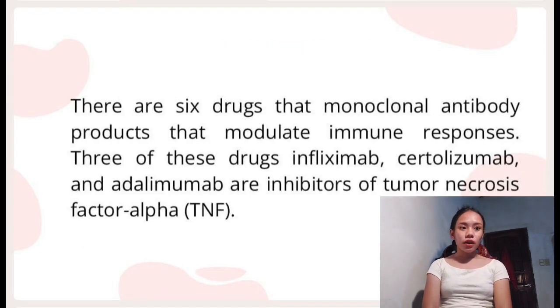So there are 6 drugs that are monoclonal antibody products that modulate immune responses. 3 of these drugs, infliximab, certolizumab, and adalimumab, are inhibitors of tumor necrosis factor alpha, TNF. So I will be only discussing drugs under infliximab.